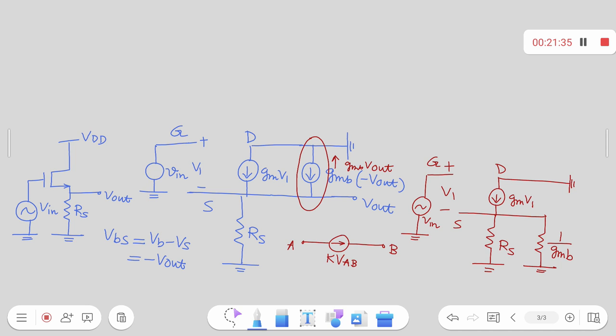How can I do that? I'm having this common drain amplifier involving only two elements. What are those two elements? In the common drain amplifier, if I forget about this RS, I am having only two elements. You have 1 upon GM there, and you have this GM times V1, that voltage dependent current source. Right. Now I would like to find out the corresponding Thevenin equivalent circuit for that.